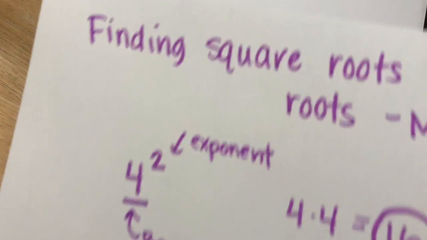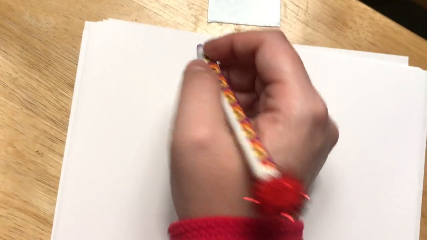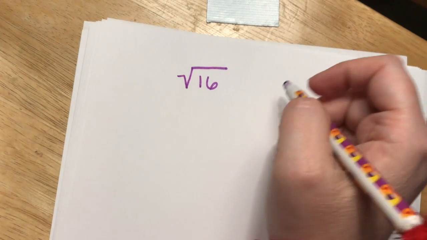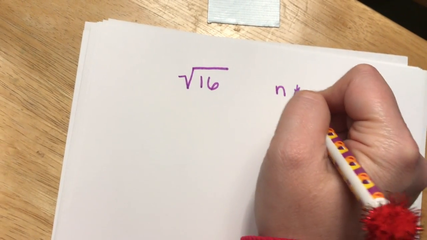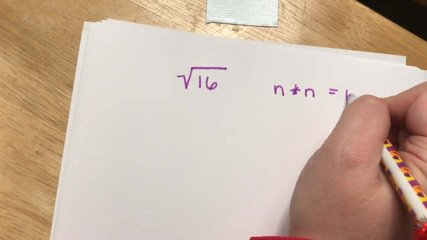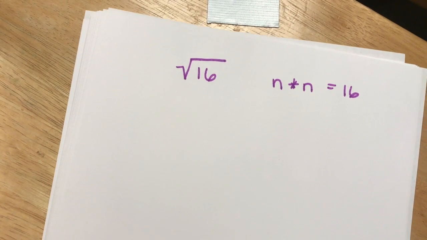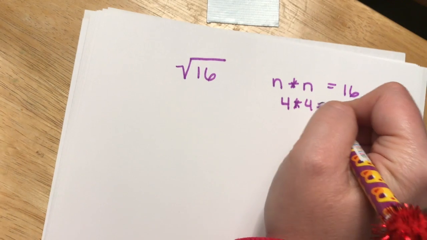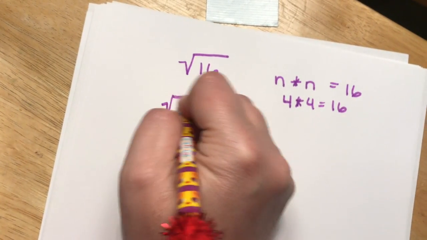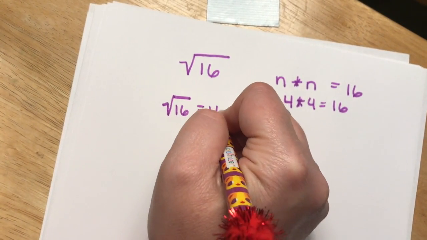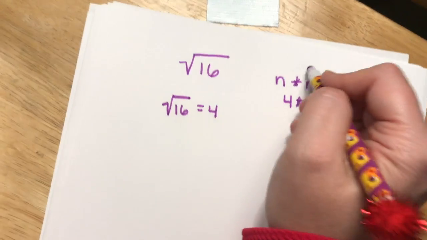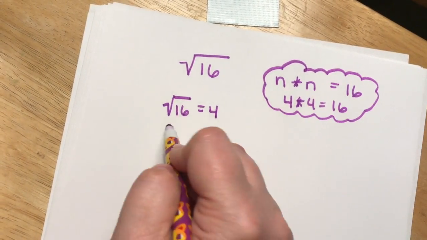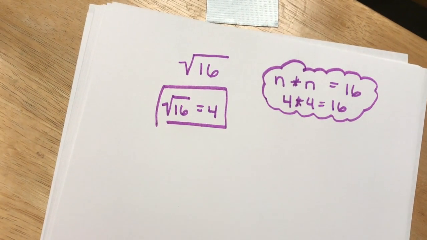So, given this problem, let's work on this. The square root of 16 is essentially saying, what number times itself equals 16? Well, we know that that equals 4, because 4 times 4 equals 16. So the square root of 16 equals 4. This is just my thinking over here. This is not part of the problem necessarily. This is what you would be writing.